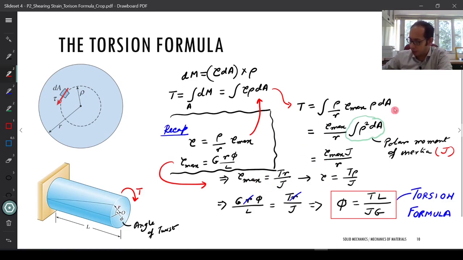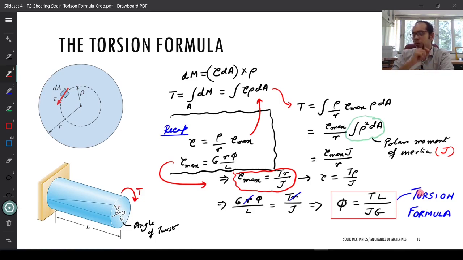Let me maybe mark this one as well. And eventually after using all these different relationships we ended up with this particular expression that phi equals TL divided by J times G. So this is the torsion formula. Please write it down, write it a couple of times so that it gets ingrained in your memory. So the angle of twist phi is equal to the applied torque T times the length L divided by the polar moment of inertia J times the shear modulus G.